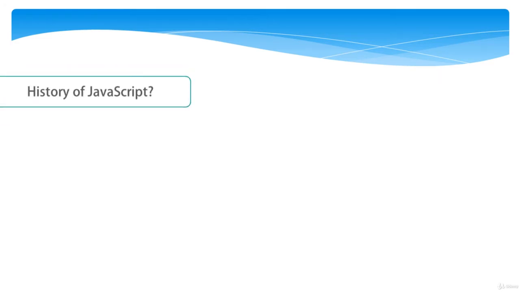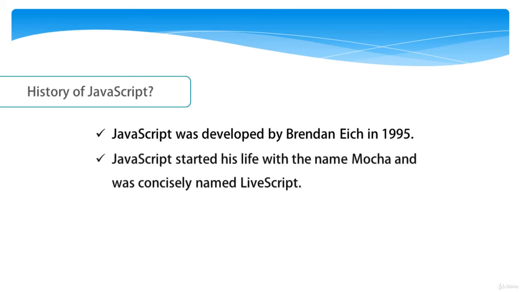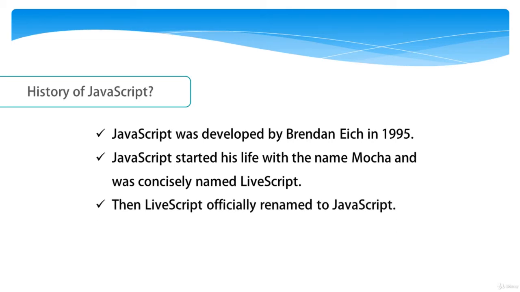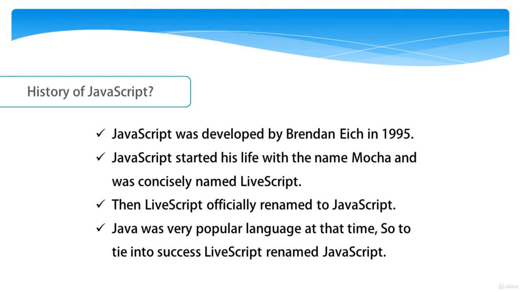JavaScript was developed by Brendan Eich in 1995. He was a developer at Netscape Communications Corporation. JavaScript started its life with the name Mocha and was briefly named LiveScript. In 1995, LiveScript was officially renamed to JavaScript with the Netscape Navigator release. Java was a very popular language at that time, so to tie in to its success, LiveScript was renamed to JavaScript.